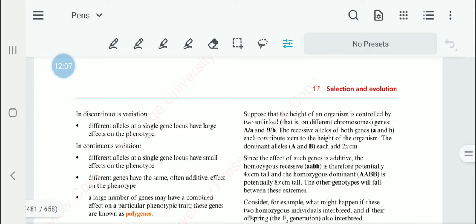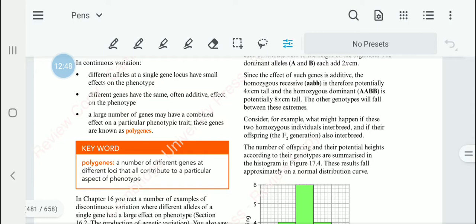Now, because the effects of these genes are additive, the homozygous recessive, since each allele is x, will have the potential of producing 4x centimeters, and the homozygous dominant is going to be 8x centimeters. So the others, capital A, small a, capital B, small b, will be in between. So as you can see, the two extremes are 4x and 8x. So all the others would be in between.